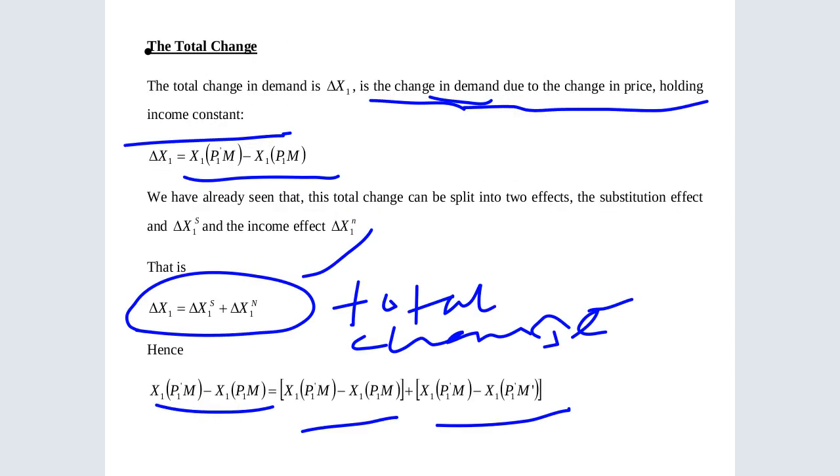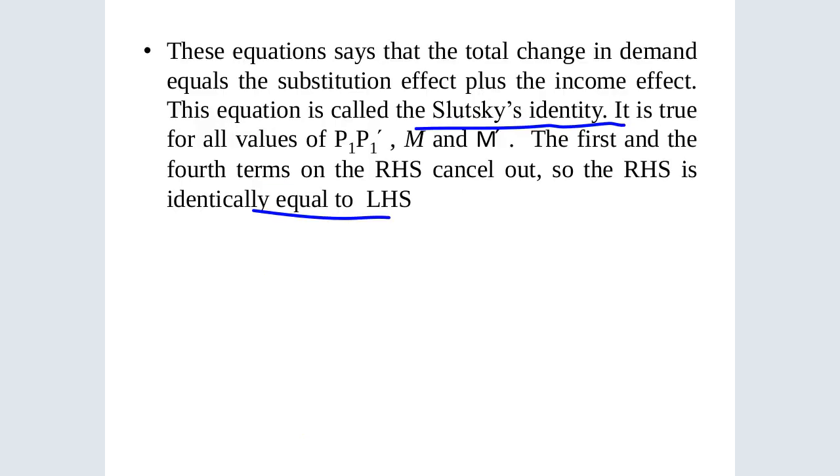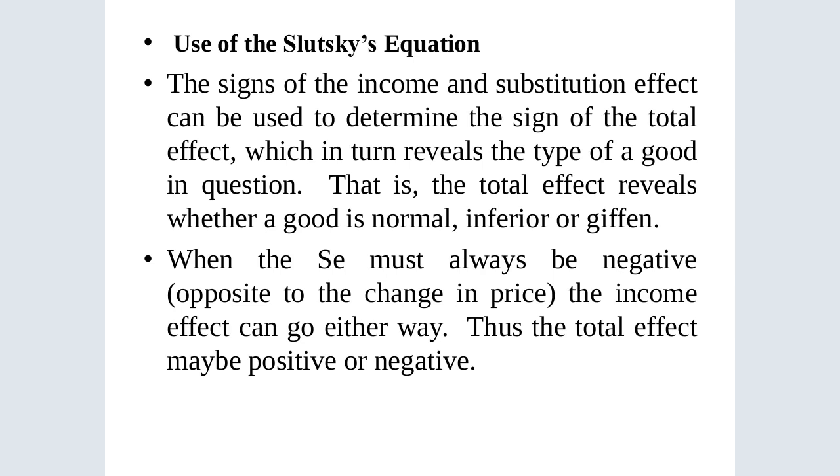So you can see from the equation, that's what we refer to as the Slutsky's identity. The Slutsky's identity is simply the sum of the substitution effect and the income effect. So if you have these identities or equations, you get what we refer to as the Slutsky's identity.